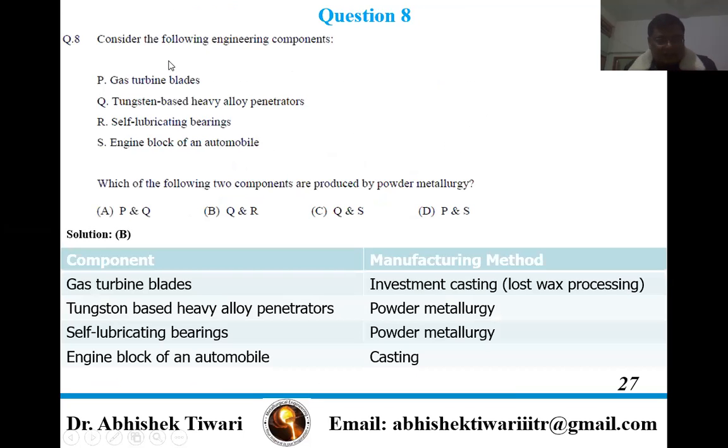Now, question number 8. Consider the following engineering components: gas turbine blades, tungsten-based heavy alloy penetrators, self-lubricating bearings, and engine block of an automobile. Gas turbine blades correspond to investment casting or lost wax processing, tungsten-based heavy alloy penetrators are made by powder metallurgy, self-lubricating bearings are also made by powder metallurgy, and the engine block of an automobile is made by casting. So powder metallurgy actually gives Q and R. So the correct option is B.